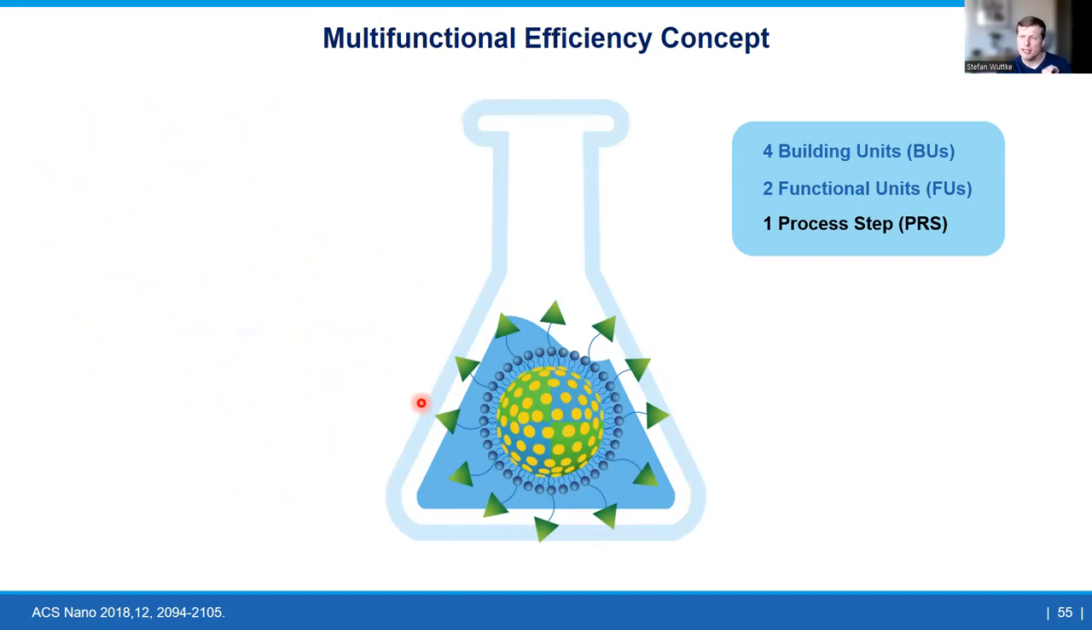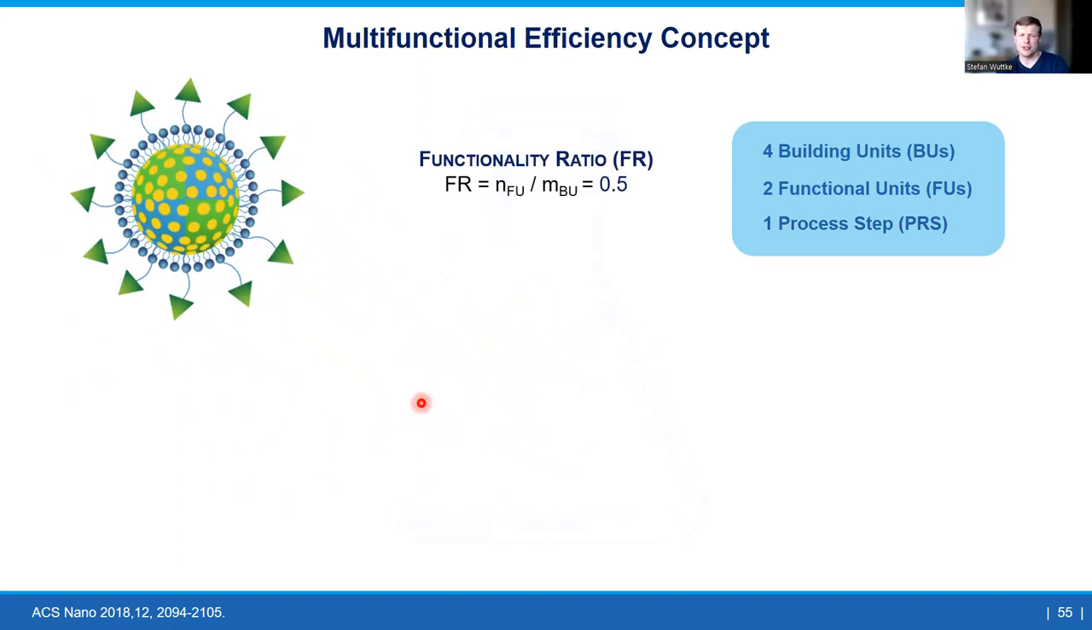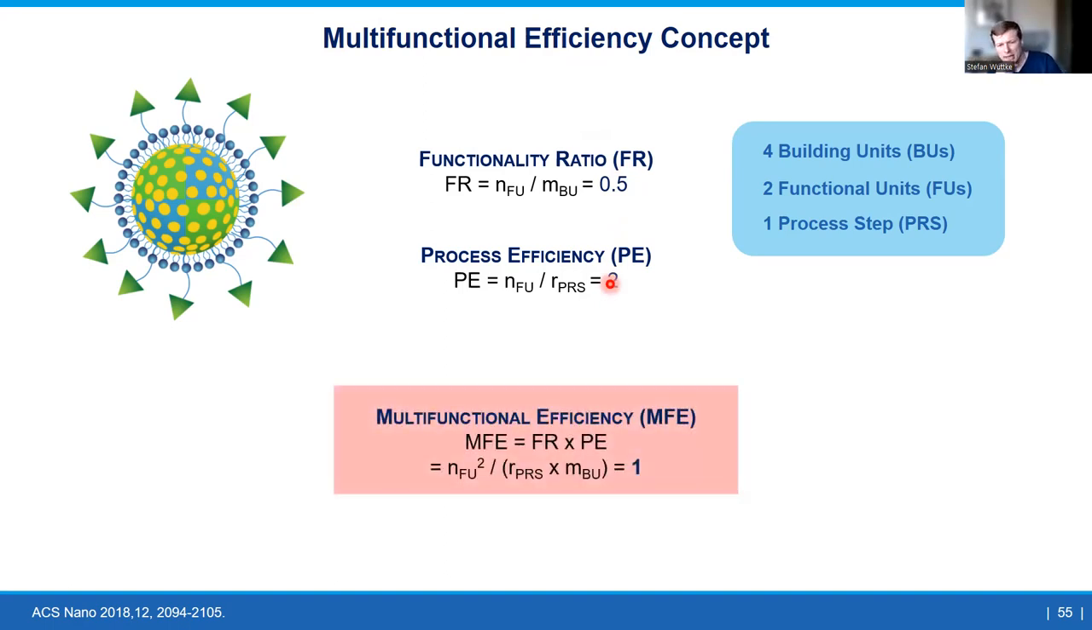And now the question is how we evaluate this nanoparticle. What I did is I defined the functional ratio. This is the number of functional units divided by the number of building block units. This is 0.5. So basically this number reflects how functional your nanoparticle is. And now, very important, I defined the process efficiency. This is the number of functional units divided by the number of process steps. So this number tells you how efficiently you incorporate functionality into your nanoparticle. And both together give the multifunctional efficiency number. And this number tells you how good you are.